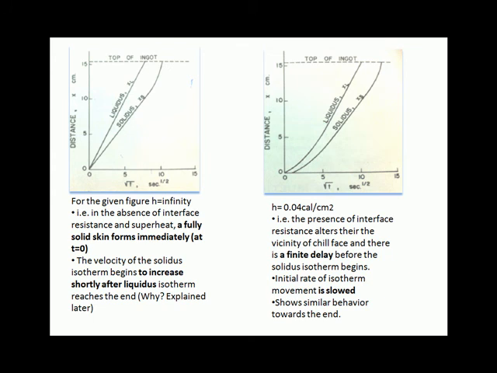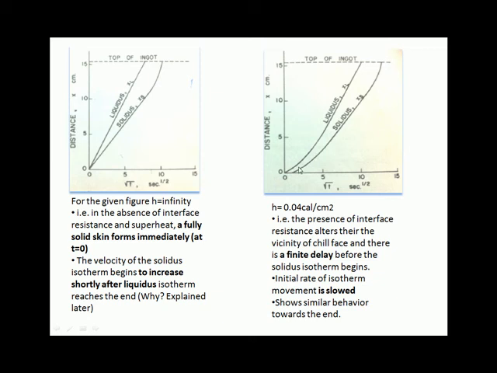Now we study the distance in the mold versus square root of time graph. We see in this first graph where h, that is the coefficient of heat transfer, is equal to infinity, that is absence of resistance and superheat, a layer of solid forms immediately, that is at time t equal to 0. When we have a finite value of h, that is, resistance exists in the vicinity of the chill face, there is a finite delay in the formation of solid, that is the solid forms after a finite delay of time. Also, the initial rate of the isotherm movement in this graph is slower as compared to the previous graph.